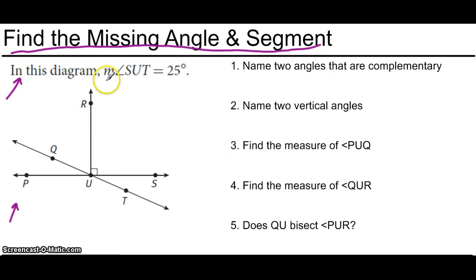It's okay if you get things wrong, just go ahead and correct yourself as you go. Let's start with the first one right here. In this diagram, the measure of angle SUT is 25 degrees. So I'll find angle SUT, there it is, and I will label it as being a 25-degree angle. Alright, from here, I'd like you to pause the video and try and answer questions 1 through 5.